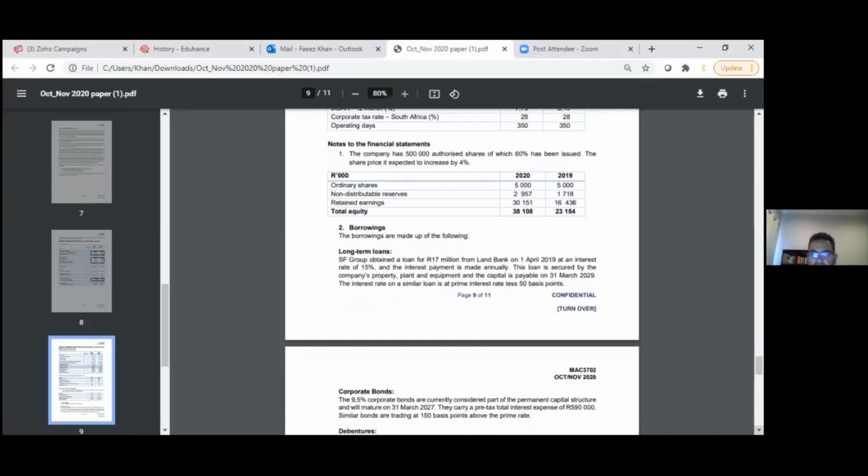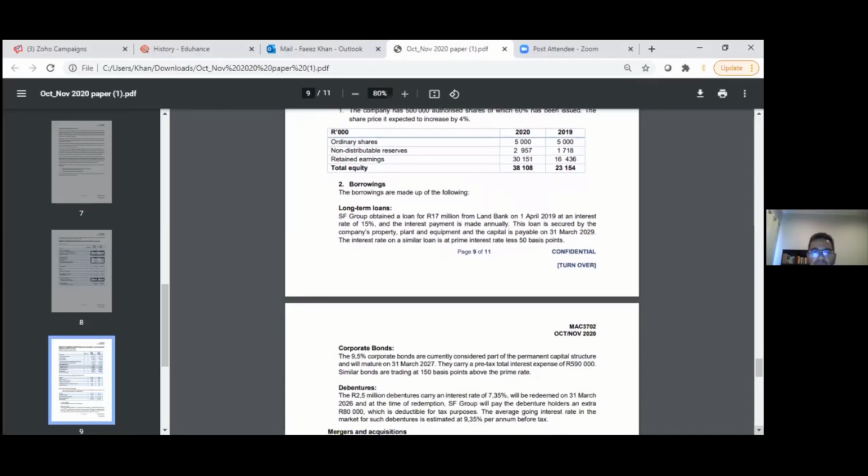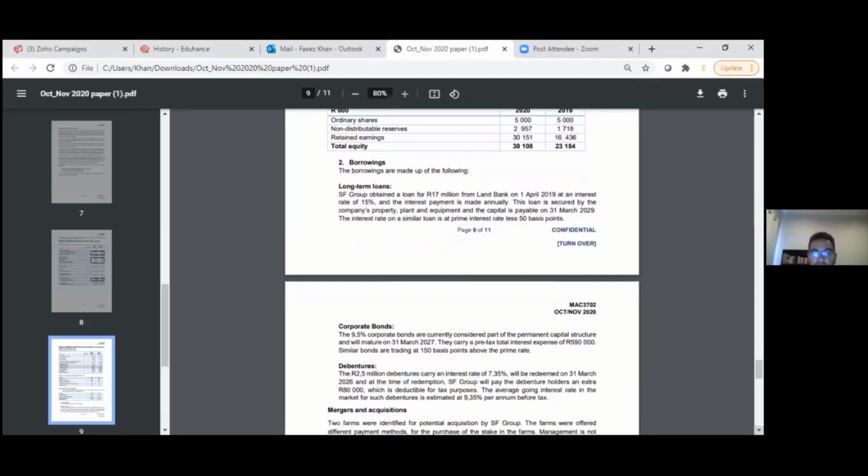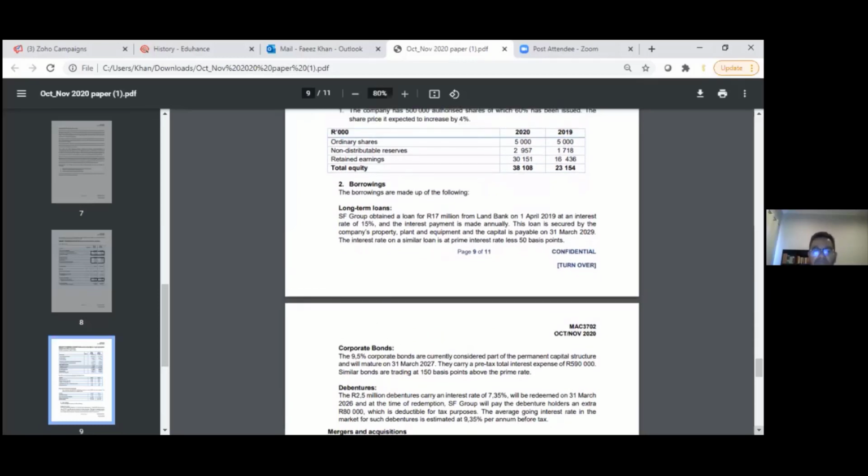Now we can look at note number two. We have borrowings. They say the borrowings are made up of the following: long-term loans, corporate bonds, and debentures. Under long-term loans, what do we have? SF Group obtained a loan for 17 million rand from Land Bank on 1 April 2019 at an interest rate of 15%, and the interest payment is made annually. The loan is secured by the company's property, plant, and equipment, and capital is payable on 31 March 2029. The interest rate on similar loans is the prime interest rate less 50 basis points.